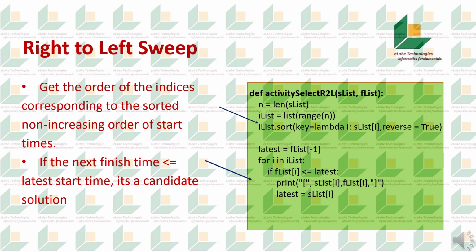We first arrange the indices 0 through n-1 in decreasing or non-increasing order of start times. We check if the next finish time being processed is less than or equal to the processed start time. If so, the interval corresponding to the finish time is a candidate interval for being scheduled. Else the same interval should be ignored and removed from further consideration.